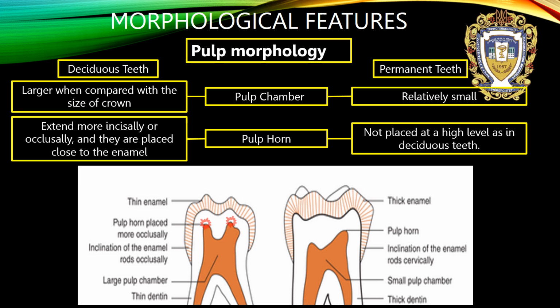In temporal teeth, pulp horns extend more incisally or occlusally, and they are placed close to the enamel. Instead, in permanent teeth, they are not placed at a high level as in deciduous teeth.